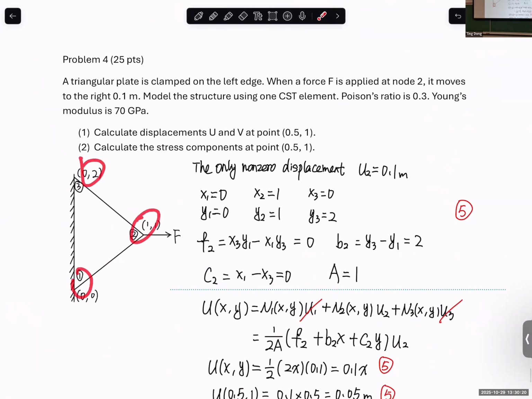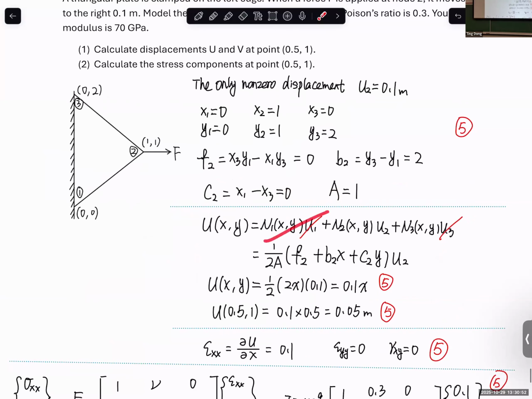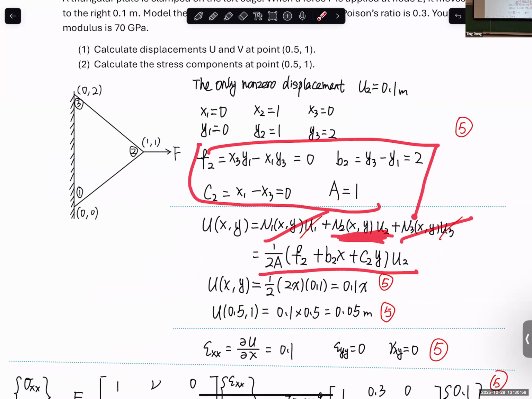So coordinates are given. The only non-zero displacement is at node 2, U2 equal to 0.1. All others are 0. Again, as I said, do not calculate everything. Because if you know that the only non-zero degree of freedom is U2, you don't need to calculate F1, B1, C1, F2, C2, B2, F3, B3, C3. You only need everything related to node 2. So only calculate F2, B2, C2. Doing interpolation, you know that this part will be gone. You only need this single term. So this is the only thing you need to calculate.